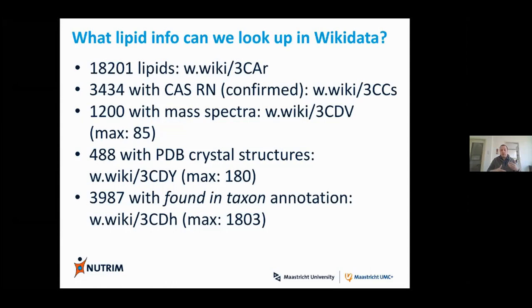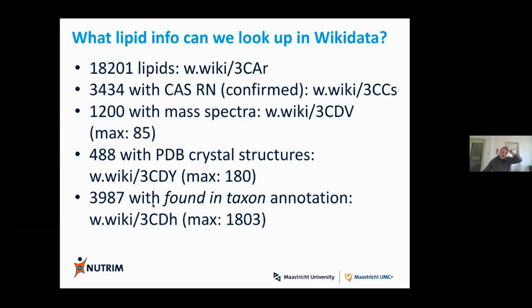Similarly, there are 488 lipids with a LIPID MAPS identifier that actually have a matching PDB crystal structure. So you can actually look at how it behaves in a biological environment, if you like. Crystal structures are a bit more complicated, of course.